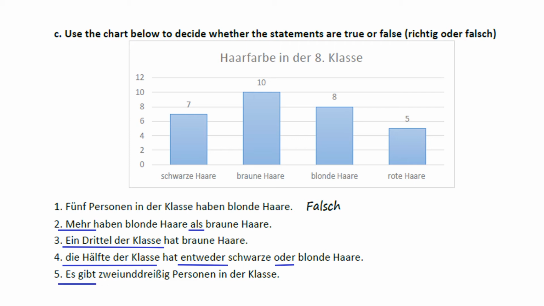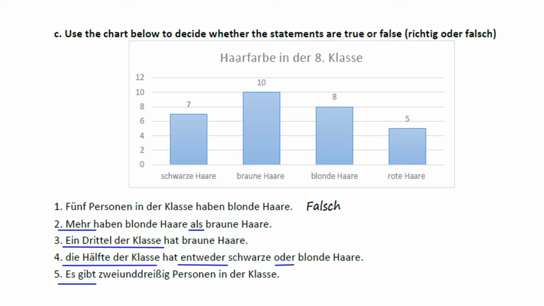And finally, the last one, es gibt 32 Personen in der Klasse. Es gibt is there is or there are. And 32 is a number. Don't forget, in German for numbers, we use the unit and then the word and then the 10, the multiple of 10. So 32 is literally 2 and 30. So work out what that number is. So if you think that's true, then write richtig, and if you think it's false, then write falsch. Okay, I'm going to go through the answers now, so if you haven't done it yet, pause here.